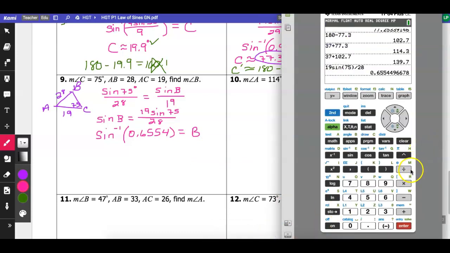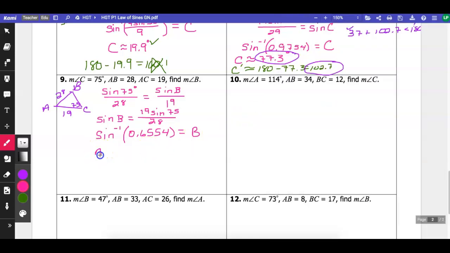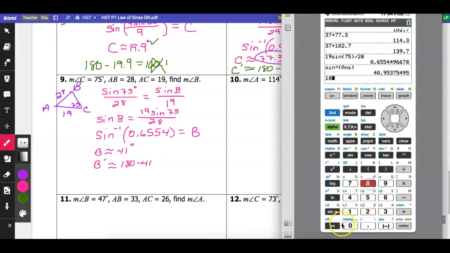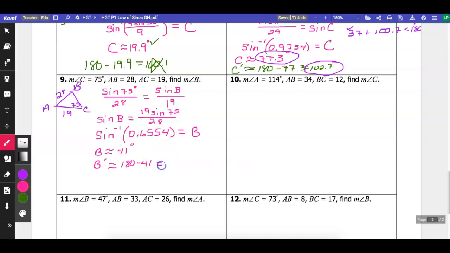So I'll pull up that calculator again. So the inverse sine, we're going to use the answer that we just got. So the answer, enter. So what we find is that this angle is approximately 41 degrees. The 5 would round the 9 up, so it's approximately 41 degrees. So angle B is approximately 41 degrees. That means B prime, that other possible angle, is approximately 180 minus 41, or 139 degrees.